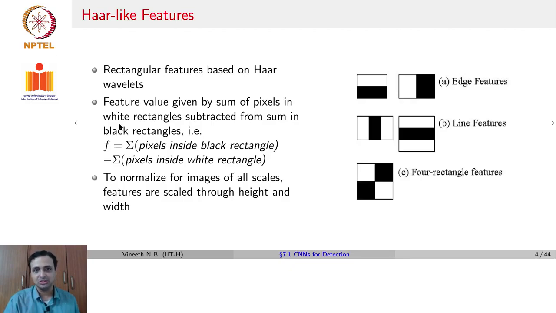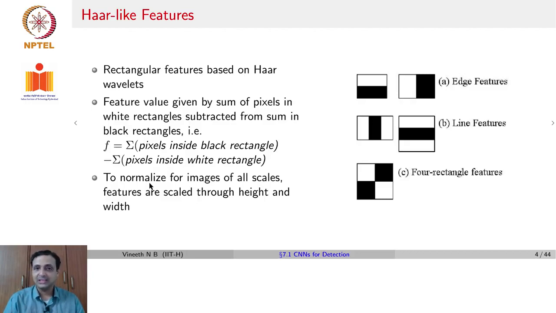Remember, this is convolution, so things would get flipped, which is why the output of convolving with a Haar filter would be the sum of the pixels inside the black rectangle minus the sum of the pixels inside the white rectangle. Remember, black is 0, white is 1, but because of the flipping, this is what the output would turn out to be.